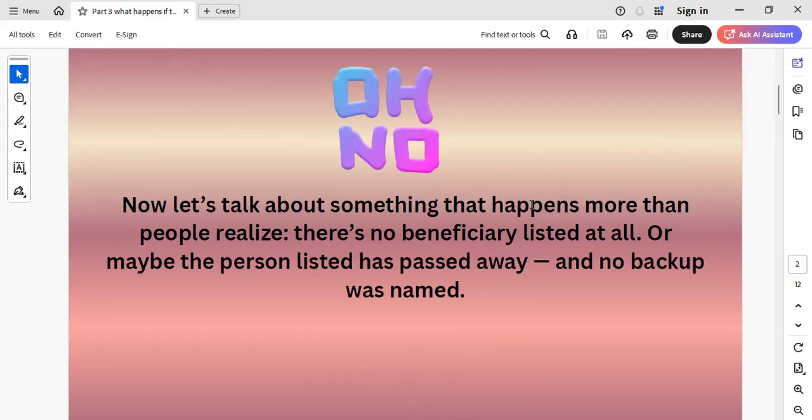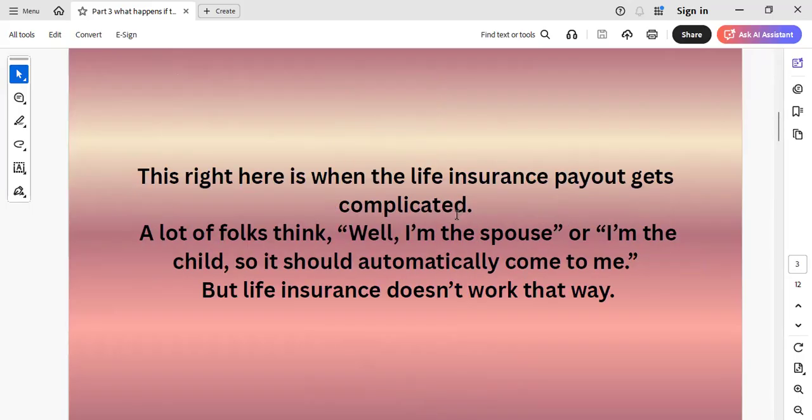Now let's talk about something that happens more than people realize. There's no beneficiary listed at all, or maybe the person listed has passed away and no backup was named. That's the big no-no, and I'm going to tell you why. This is when the life insurance payout gets complicated. A lot of folks think, well, I'm the spouse or I'm the child, so it should automatically come to me. But with life insurance, it doesn't work that way.